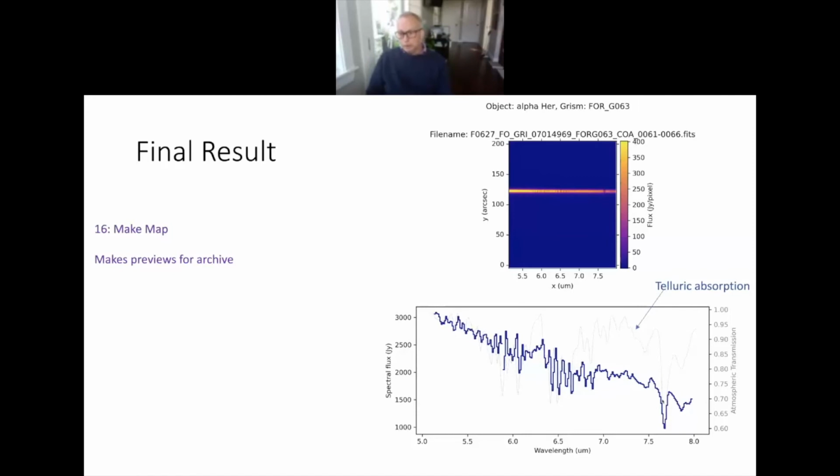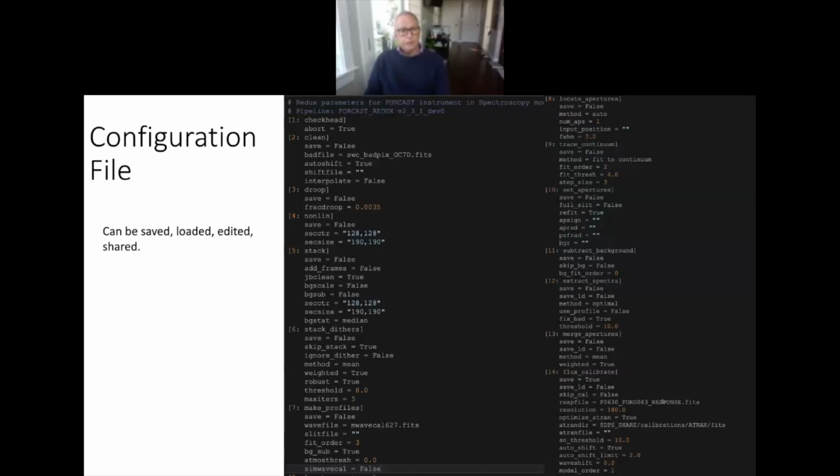Right, yes, it's showing that that is the telluric absorption plot. So if you want to check all of your parameters, you can save your configuration parameters into a text file, very easy to understand. You can see what are the things that you can control. You can find out what are all of the input calibration files that were used.